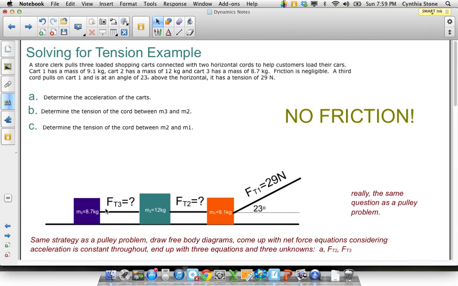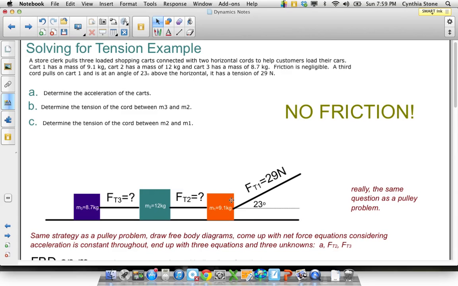So I thought this was a worthwhile example to do because it's three items that are being pulled, and I have a little bit of an angle in there, so there are X and Y components in this case. This isn't a pulley, but it is looking at tension. But the strategy is the same as a pulley. You draw the free body diagrams on each, come up with net force equations, assuming the acceleration is constant.